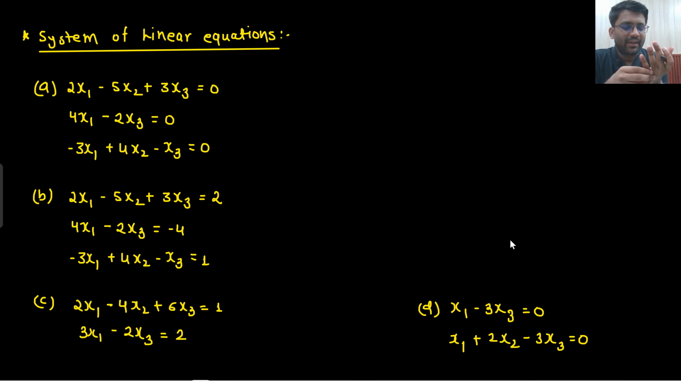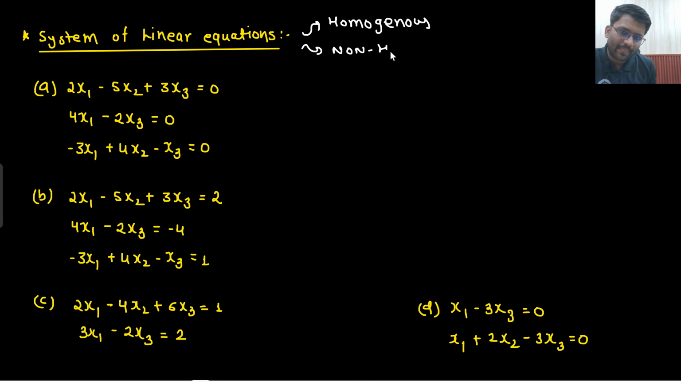Hi everyone, welcome back. So we were studying linear algebra and now we are going to study systems of linear equations. Here we are going to study two kinds of equations, homogeneous and non-homogeneous. Sir, what do you mean by homogeneous equation? What do you mean by non-homogeneous equation? That we will see later on.